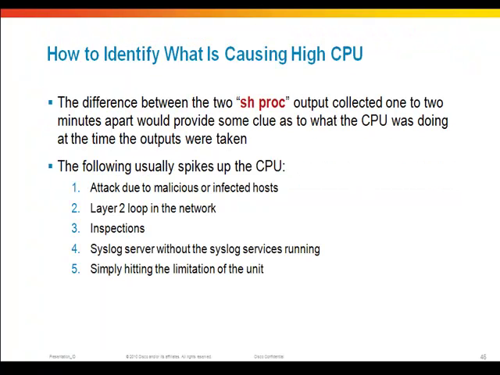Now, the last one is how to identify what is causing high CPU. Once you open a TAC case, we collect a show proc output a couple of minutes apart, and we take a diff on that, and we can tell you what the CPU is doing at the time of the problem. The common things that cause high CPU are listed here on the slide.